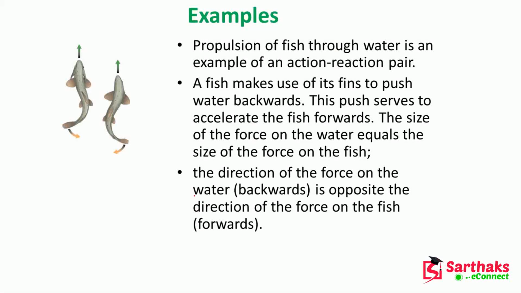Now this is the example. Propulsion of a fish through the water is an example of an action-reaction pair. Here you know that a fish makes use of its fins to push the water backward. So here some water is there. With the use of fins, it will push the water backward. This push serves to accelerate the fish forward. So here the direction of the force on the water is opposite to the direction of the force on the fish. So that's why the fish will move forward.